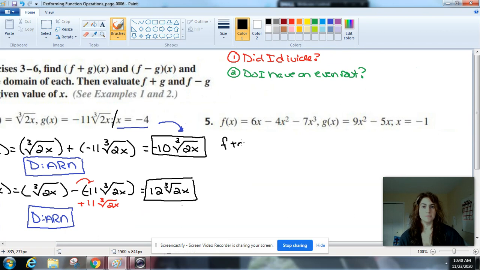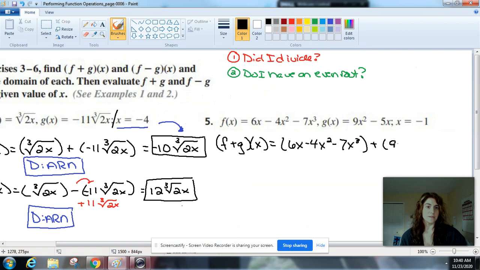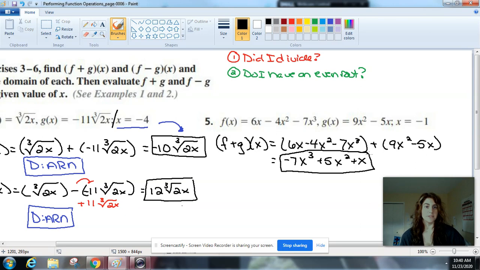Number 5, same thing. I'm going to start by adding my functions. You got to be careful with these because they may not give it to you in standard form as you see here. It is not. Just make sure you put your answer in standard form in the end. So when you go through combined your like terms, we're going to get -7x cubed plus 5x squared plus x as my addition.